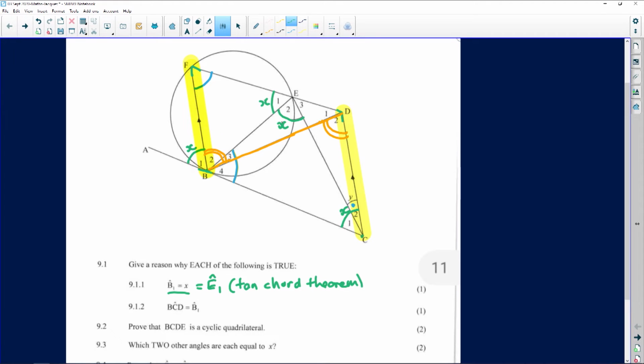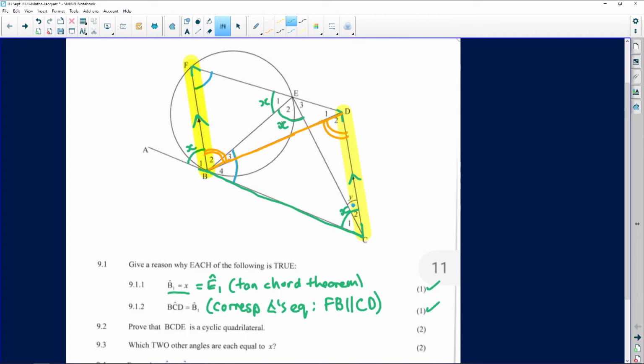Okay, so that's quite nice. BCD, the angle down here, they ask us why it is equal to B1. Well, we said that from the beginning. Here's our parallel lines. There's our transversal cutting the two parallel lines, so those are corresponding angles. So our reason, corresponding angles are equal. Why? The line FB is parallel to CD for 1 mark. So far we've got 2 marks.